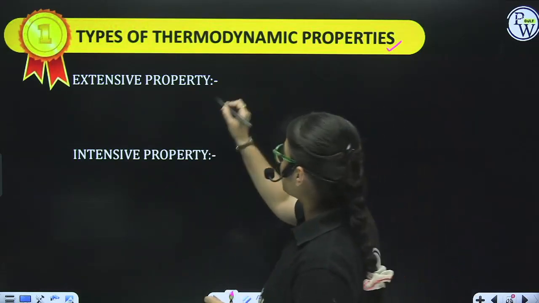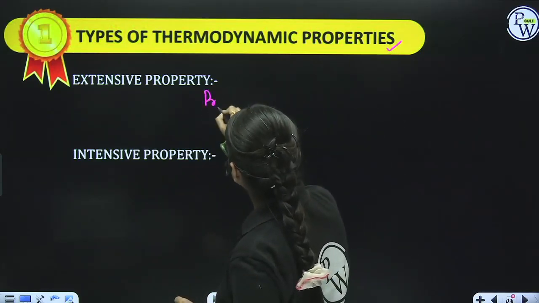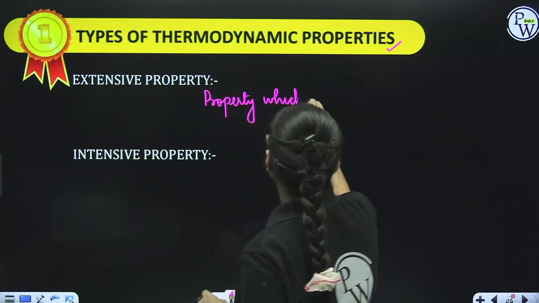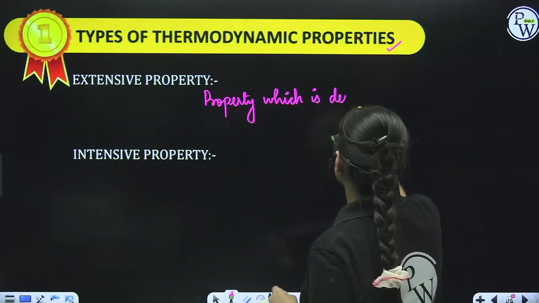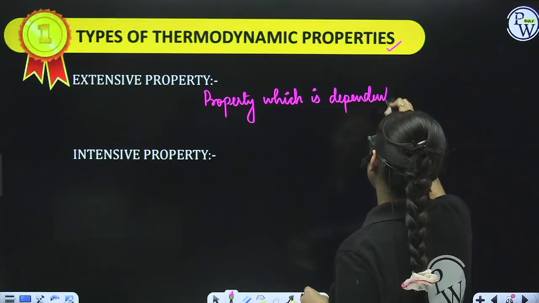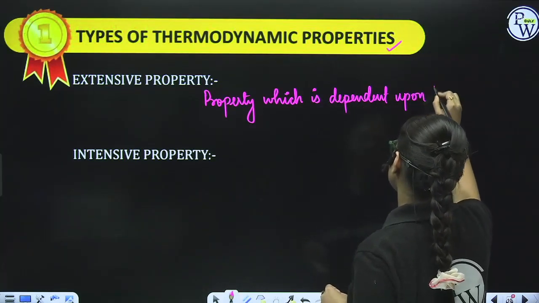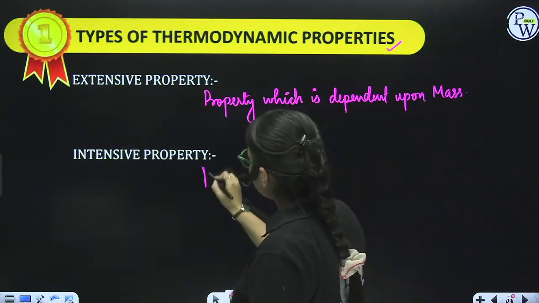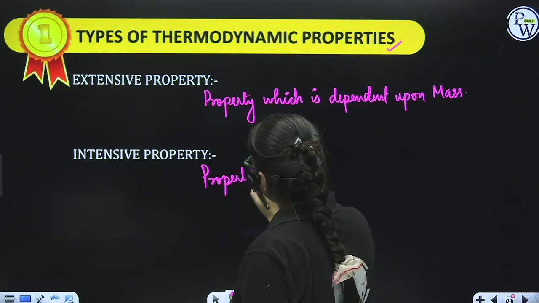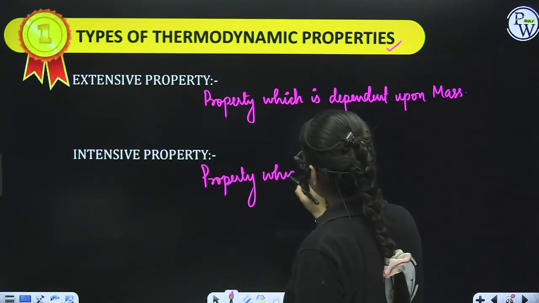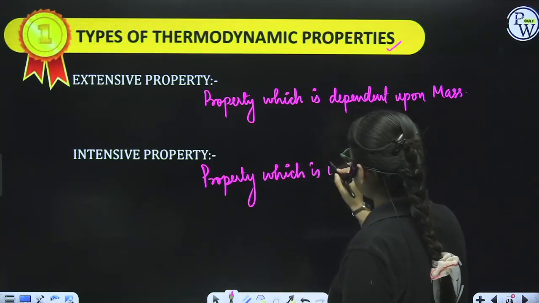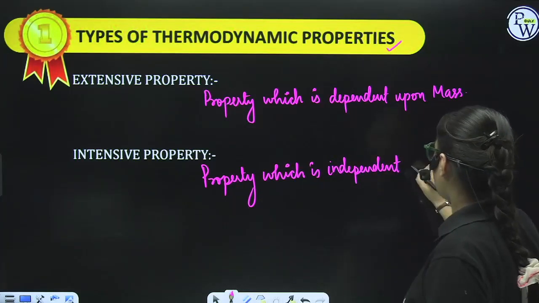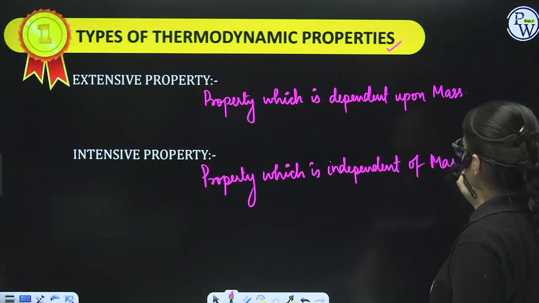Okay. So I can say an extensive property is a property which is dependent upon the mass or the matter, I would say. But what is an intensive property? A property which is independent of mass. That means it does not depend upon mass.